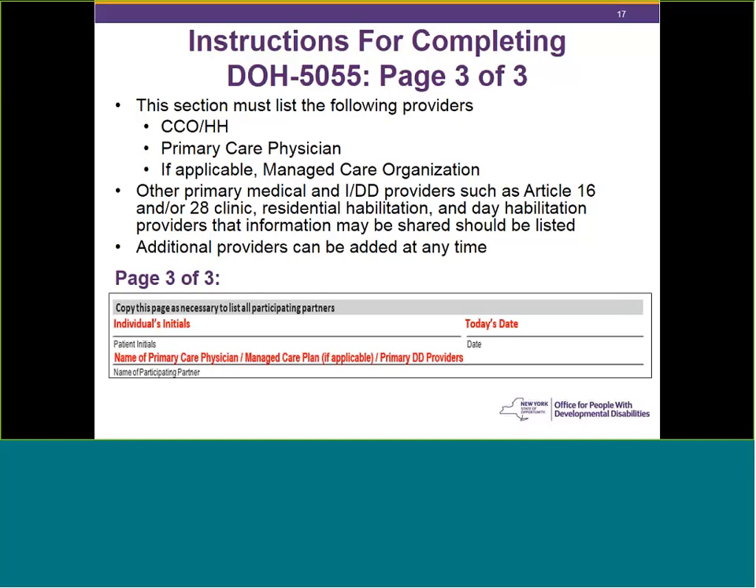And you might have answered this with the listing of the day hab and the res hab, but let me just clarify. Does the Article 16, do you need to list that somebody accesses Article 16, or do you need to provide the detail of Article 16, PT, OT, speech, and the details of that? Just the name of the clinic is fine. Thank you.